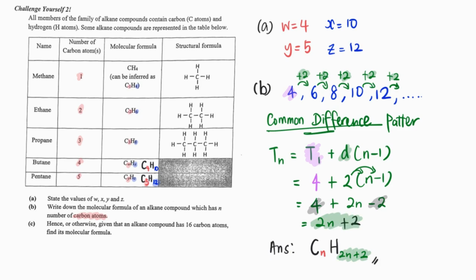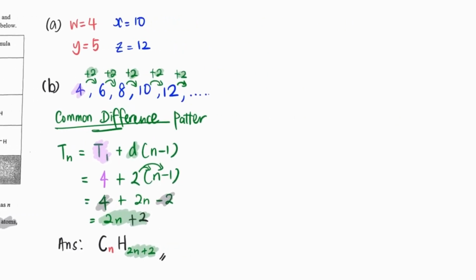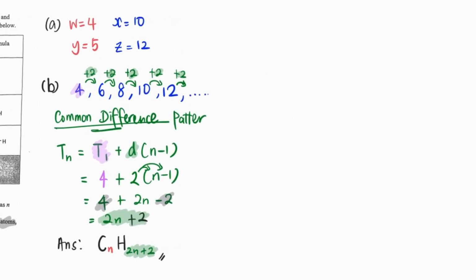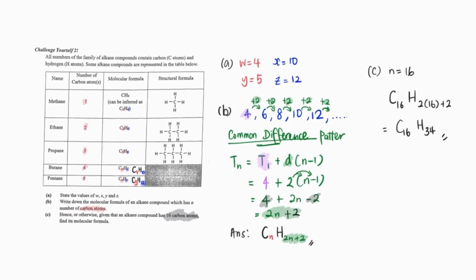Hence, or otherwise, find the formula when we are given that the carbon atoms is 16. So I'm going to write it here. Now that we know this, it is quite straightforward now. n is equals to 16, meaning the answer will be C16 H, 2 times 16 plus 2. This will be the final answer. With that, we have come to the end of this particular example.